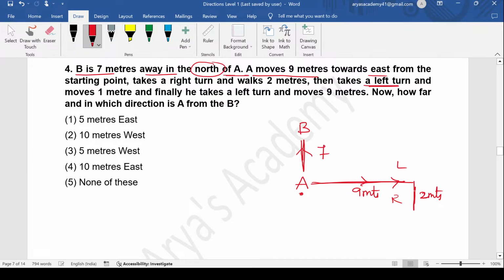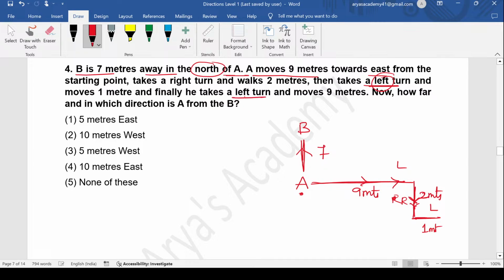Then takes a left turn. Now if you observe, he is actually moving this direction. This is left and this is right. They have very clearly mentioned he takes a left turn. Means from here he is moving towards left, and moves only 1 meter. He moves only 1 meter.